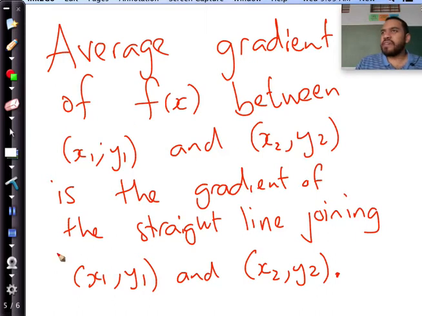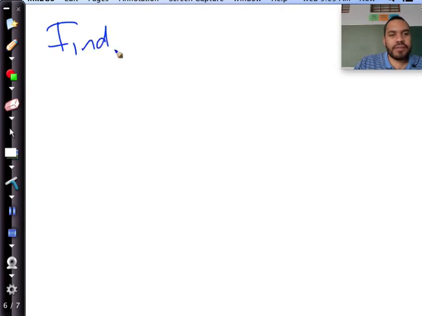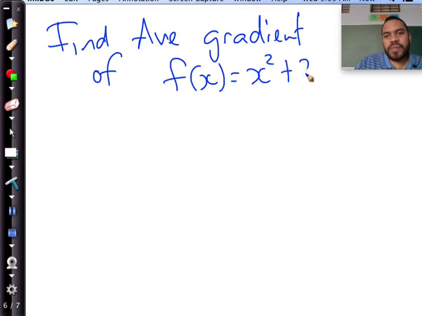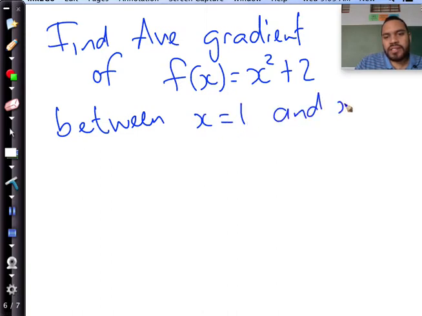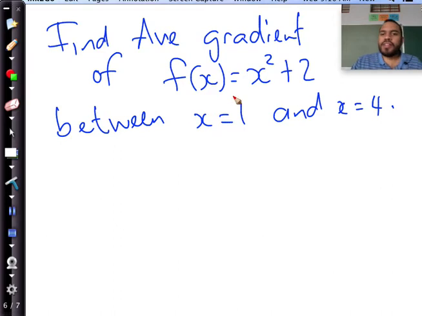Now I'm going to give you a curve, right? And I'm not going to do it graphically, but I'm going to give you a function. I'm going to say find the average gradient of this curve of f of x equals x squared plus 2 between x equals 1 and x equals 4. Are you guys with me?